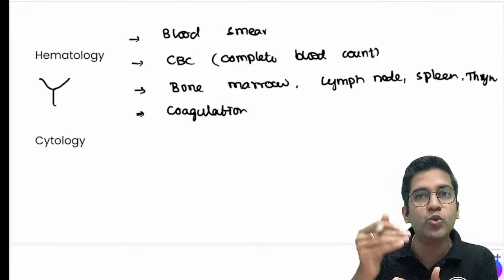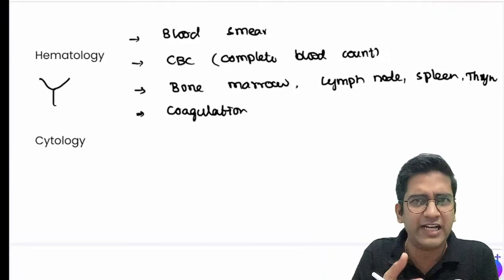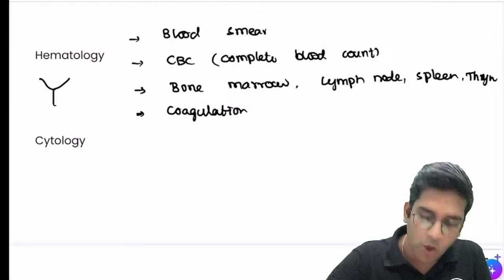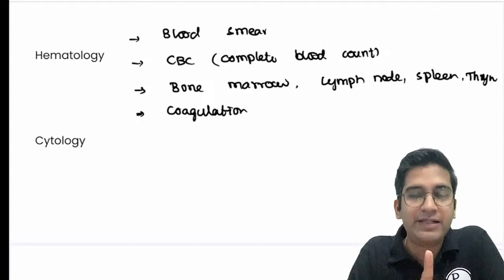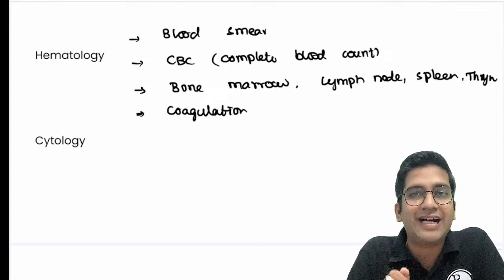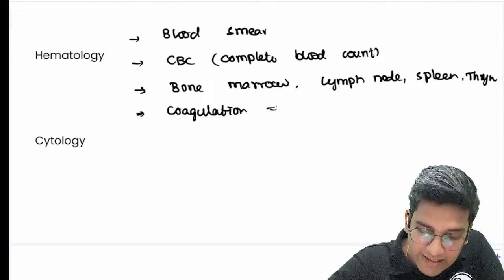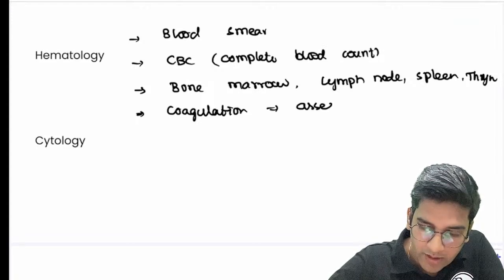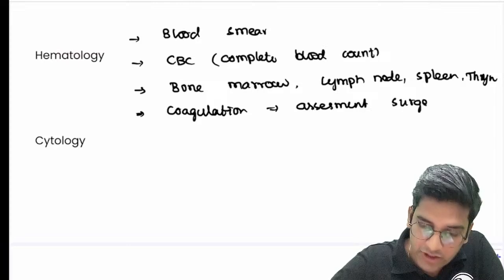If I want to do a surgery, is it must for me to read BT and CT? I need prothrombin time. I need that, right? All the coagulation parameters also come into hematology. So I don't only help in diagnosis, I also help in assessment of a patient for a surgery. That's also required here, right? So we do need assessment. Okay, for assessment, pre-anesthetic assessment for surgery, again pathology comes into play.